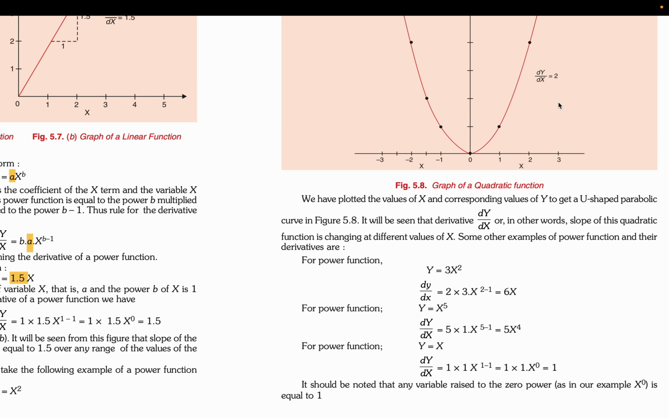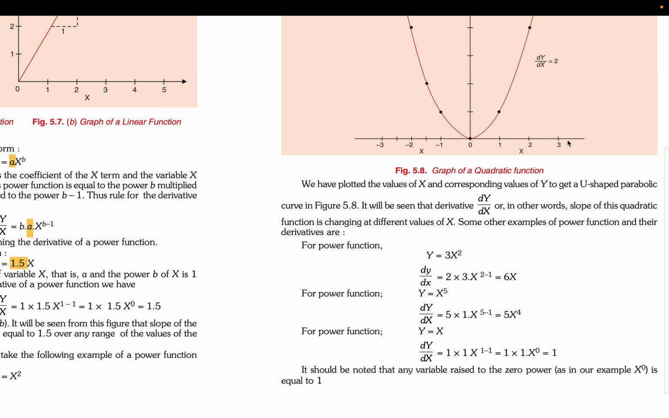We plotted the values of x and corresponding values of y to get a u-shaped parabolic curve. It will be seen that the derivative dy by dx, or in other words, the slope of the quadratic function, is changing at different values of x. Like we just said, the slope of quadratic functions keeps on changing.